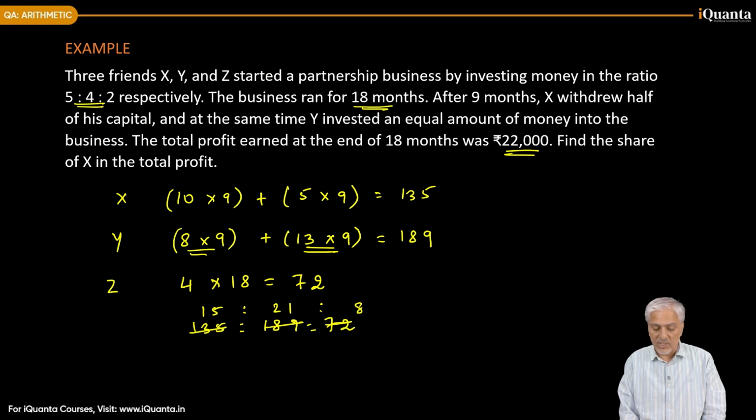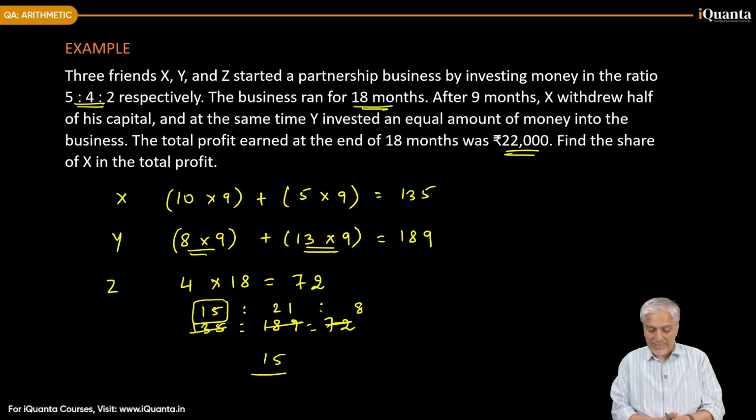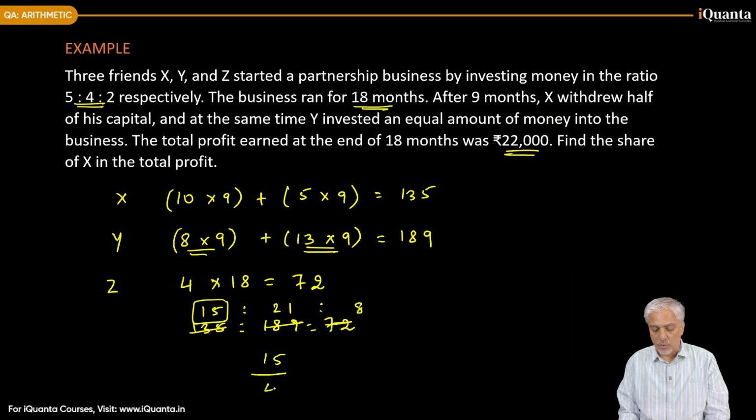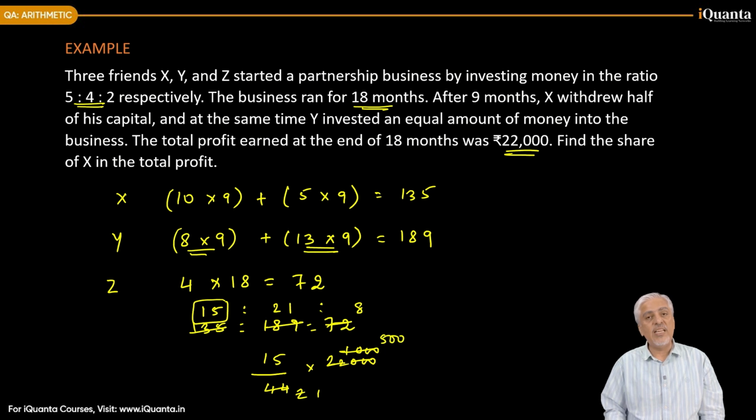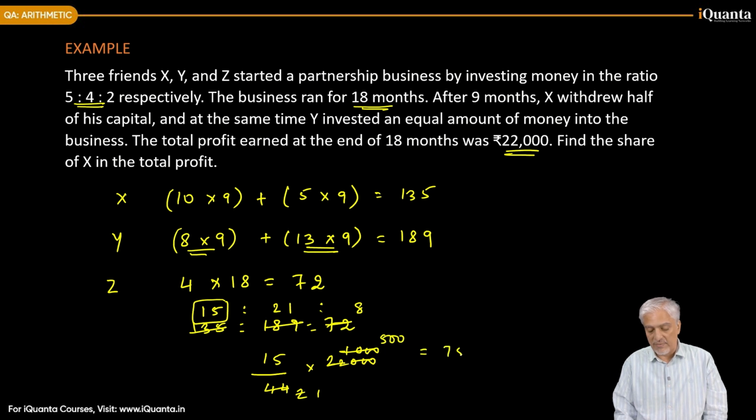Whose profit do they ask? Find the share of X in the total profit. So we want X's share, 15. So X will be 15 out of how much? 15 plus 21 is 36. 36 plus 8 is 44. So X's share is 15 out of 44 from 22,000. 22 ones are 22, 22 twos are 44, so it becomes 500. So 15 fives are 75. So the answer is 7,500 is the share of X.